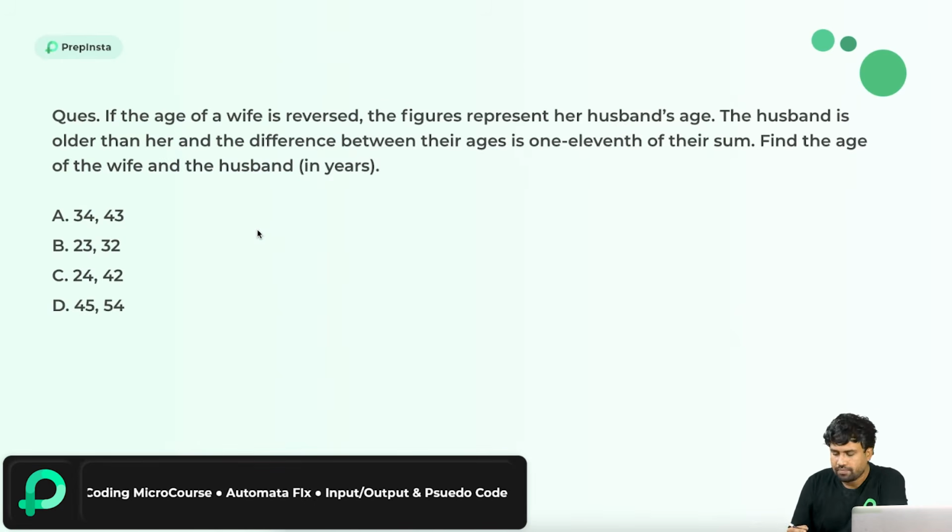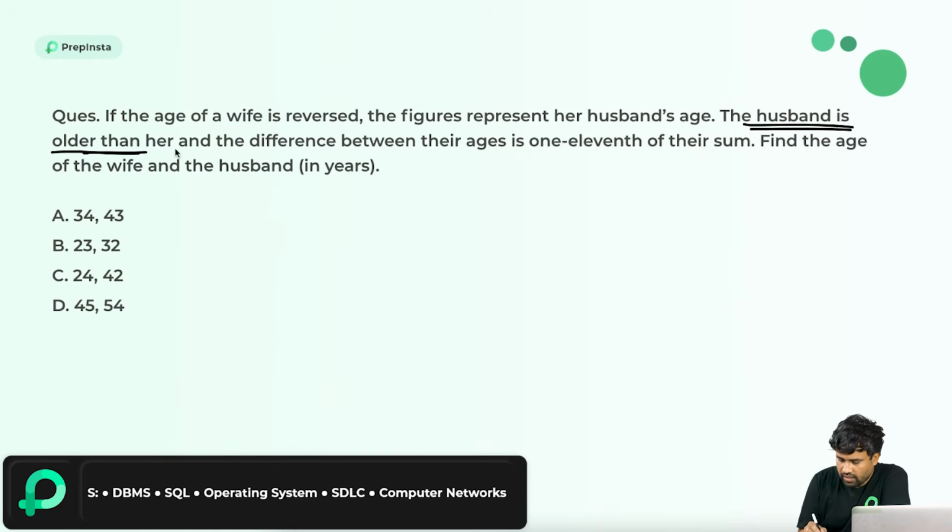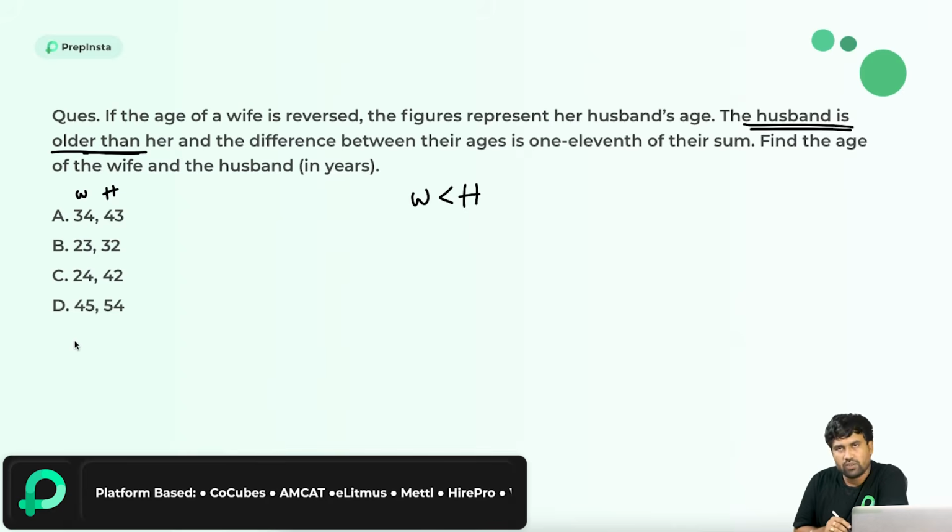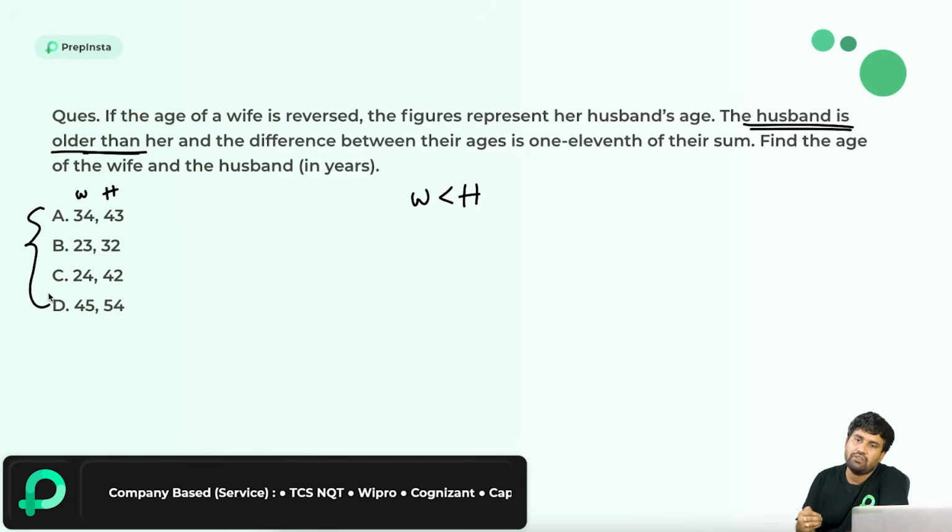For example, see, the husband is older than her, which is nothing but husband's age must be greater than wife's age, right? So if you observe, this is the wife's age and this is the husband's age, and all the numbers are more than the preceding ones. And whenever you have 4 options for trial and error, why do you have to create the equation? Still, I will solve it first and then come to the option methodology.